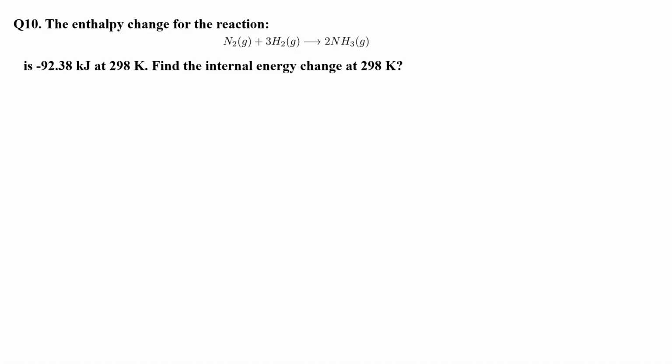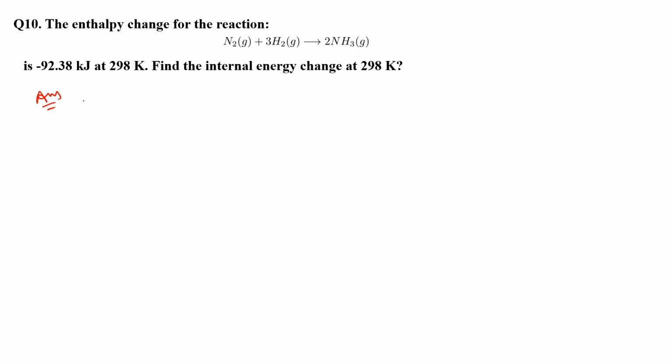Problem number 10 says the enthalpy change for the reaction N2 plus 3H2, both in gaseous states, gives 2NH3 gas is minus 92.38 kilojoule at 298 K. Find the internal energy change at 298 K. So, this is the opposite or reverse of the problem we just discussed.